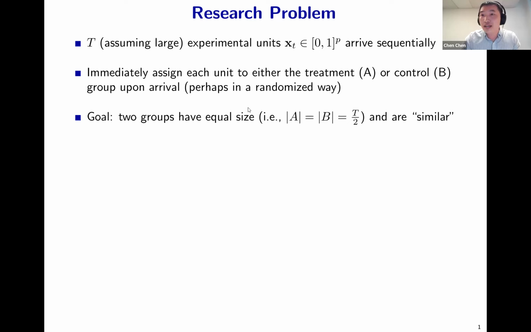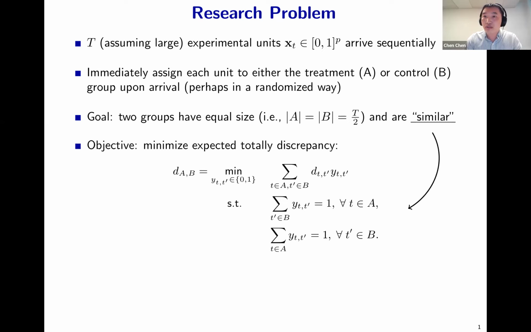So what is the goal of the allocation? We want to have a good allocation such that the treatment and the control groups have equal sizes, and also they are similar in terms of the covariates. Why do we want this? Because later on, when we estimate the treatment effects, we usually compare the outcomes of the two groups. And we want any such difference to come from the difference of the allocations rather than from any statistical difference of the covariates of the two groups. That's why we want these two groups to be similar in terms of these covariates.